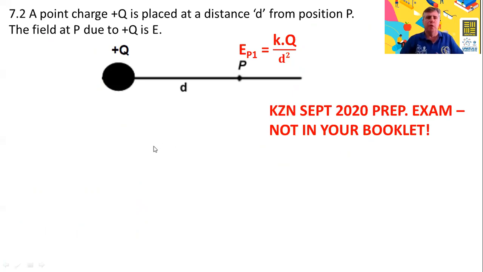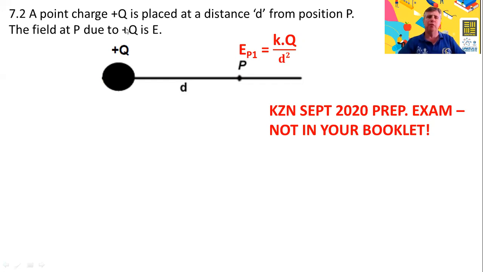So that's 7.1, which is all about triangular forces and a Coulomb's law calculation. 7.2 is completely different. It's an electric field calculation. So please, we must use our electric field law and not our Coulomb law.